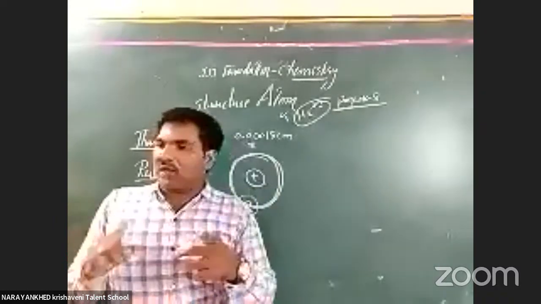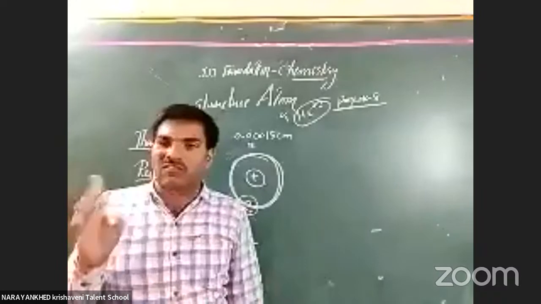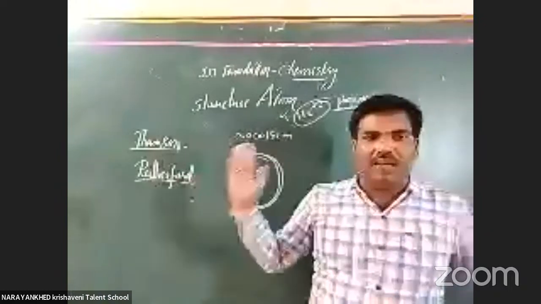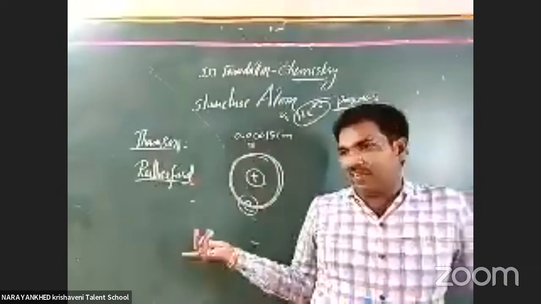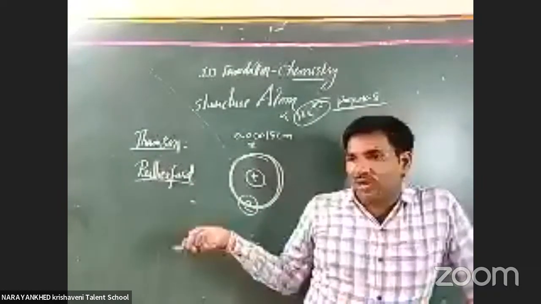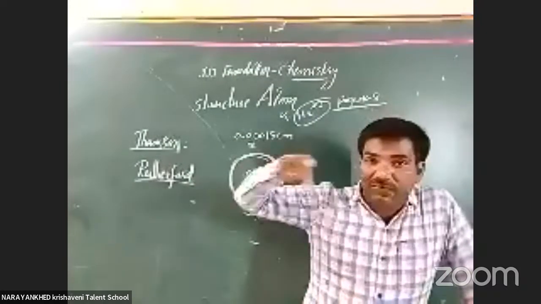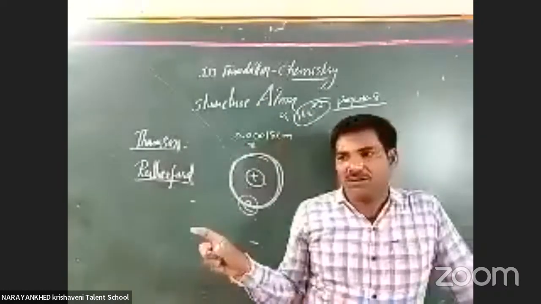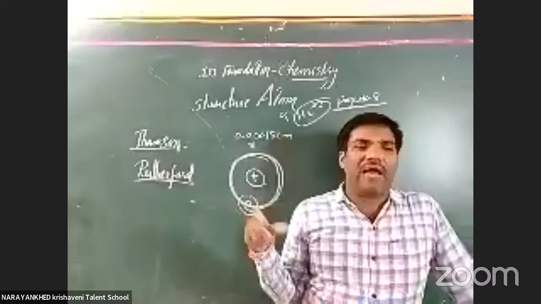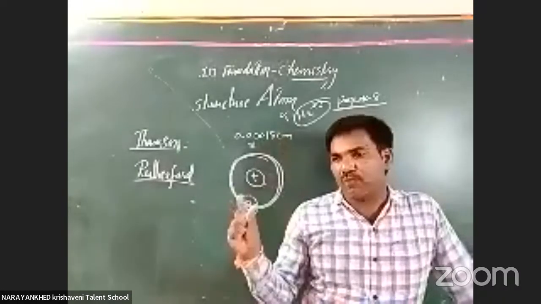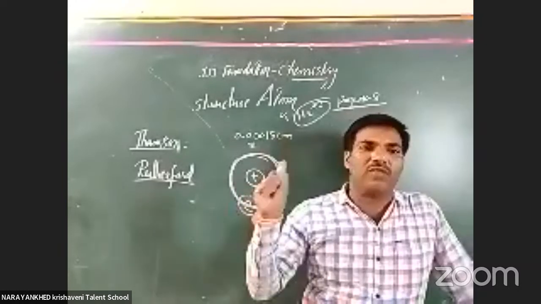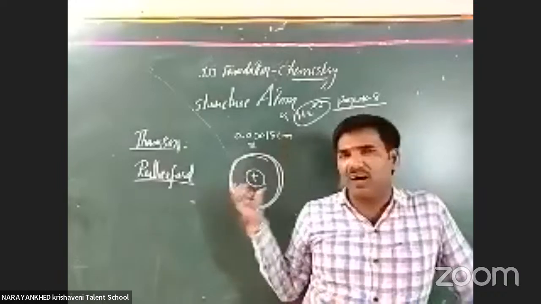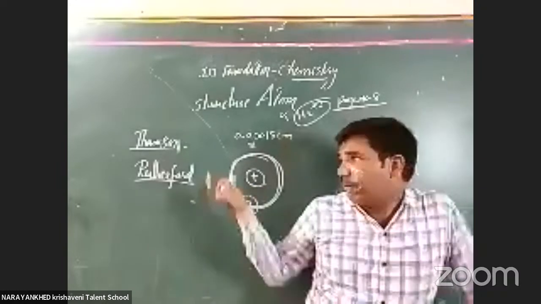Around the sun, the planets are revolving in orbits. Mercury in one orbit, Mars in another, Earth in another, Jupiter in another, Saturn in another. Some specific paths are there, and specific paths are called orbits. Electrons also revolve around the nucleus in specific paths. That atom structure is called the Rutherford atomic structure.